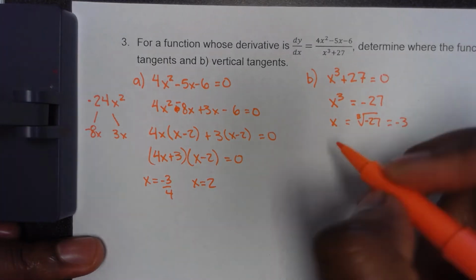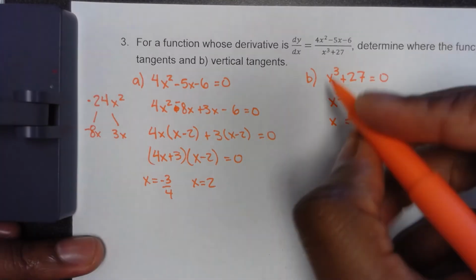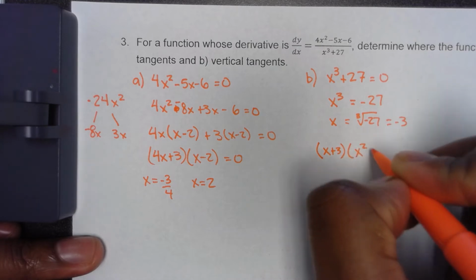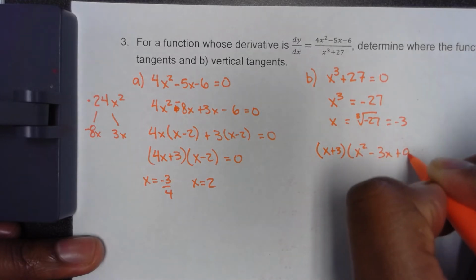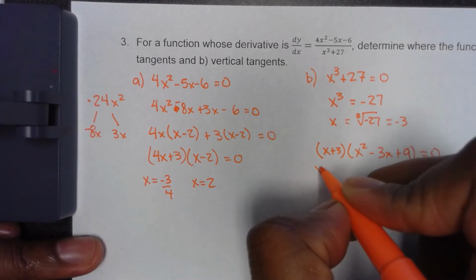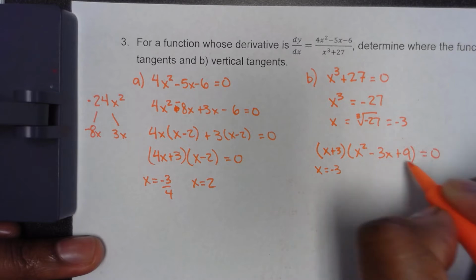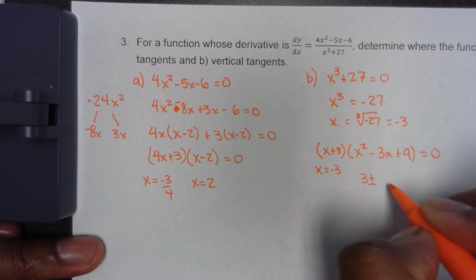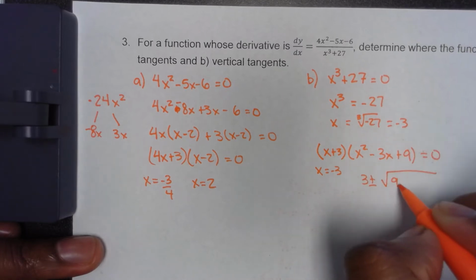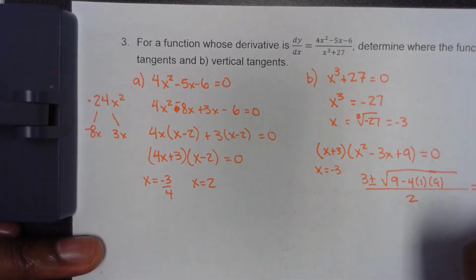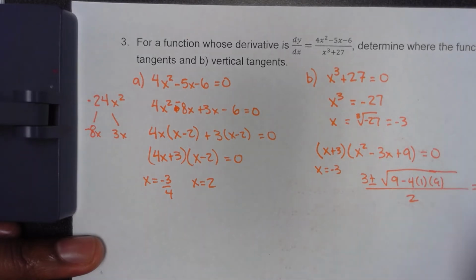Some of you may have done this by doing a sum of cubes, which will give you x plus 3 times x squared minus 3x plus 9 equals 0, in which case you still get x equals negative 3. If you did the quadratic formula for the second, you would get 3 plus or minus the square root of 9 minus 4 times 1 times 9, divided by 2, and that would be 3 plus or minus the square root of 9 minus 36, which is negative 27, divided by 2.